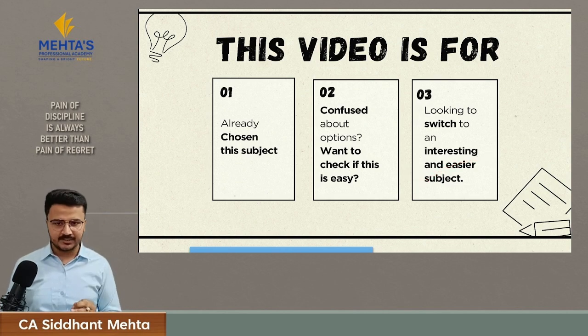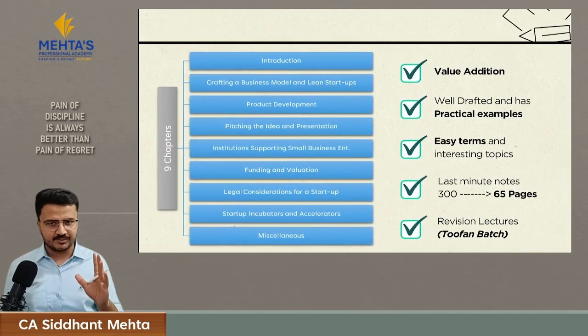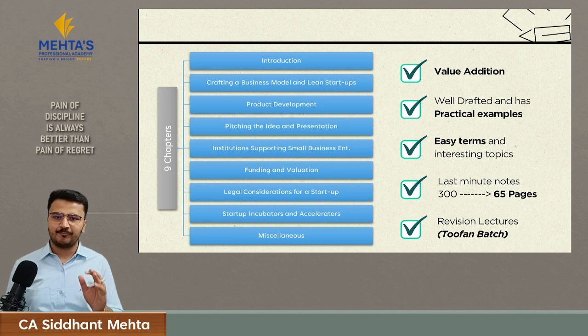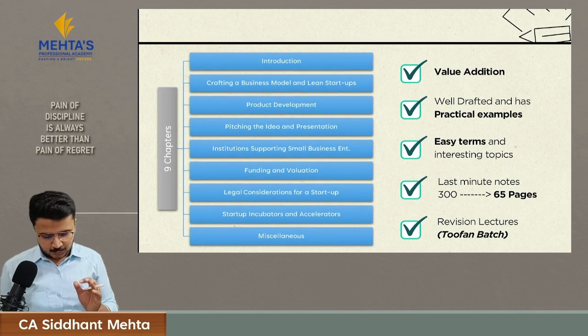In paper number 3, there are a total of 9 chapters. We will understand what content we are going to learn in these 9 chapters, and I will also walk you through my notes. So the first chapter is about introduction.